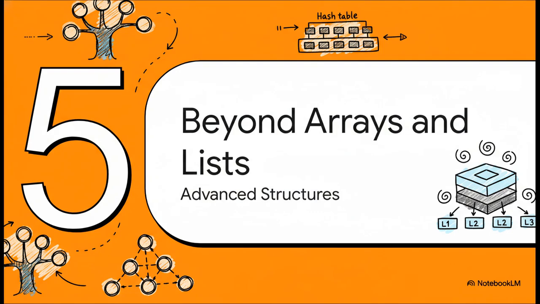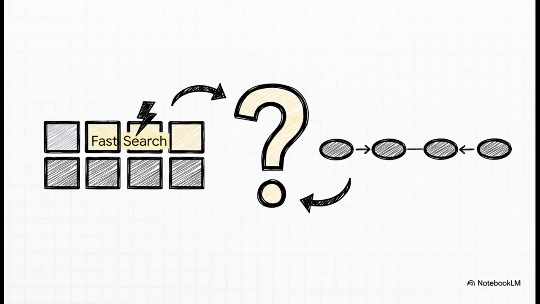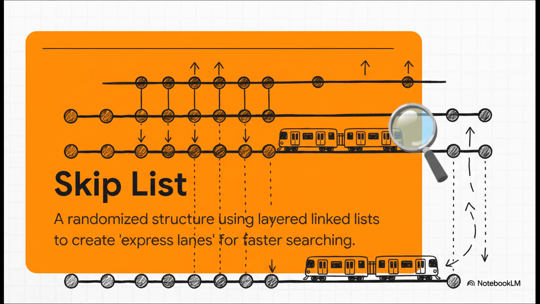Now, knowing this secret about the cache, it really opens up a whole new world of more advanced data structures. So what happens if you need both? I mean, what if you need the fast searching of an ordered structure, but you also need fast insertions and deletions without having to shift around massive chunks of memory? Well, this is where incredible structures like a skip list come into play. It is a brilliant idea.